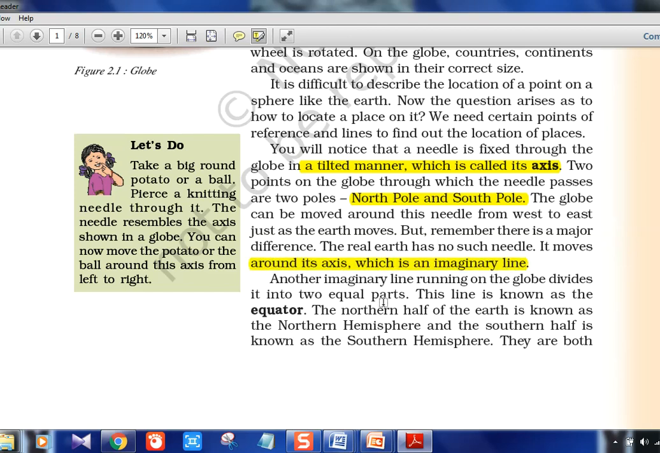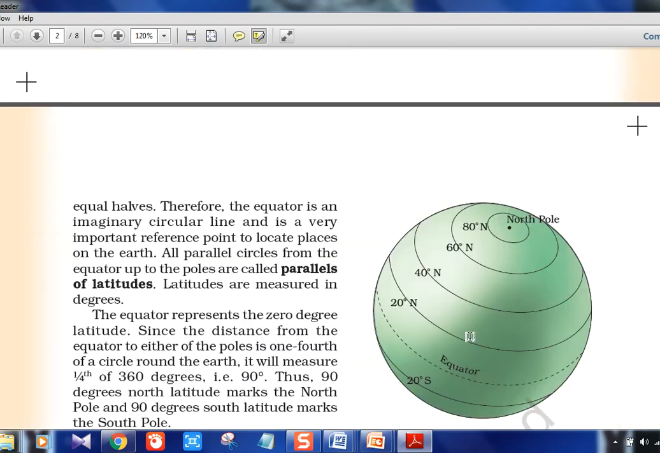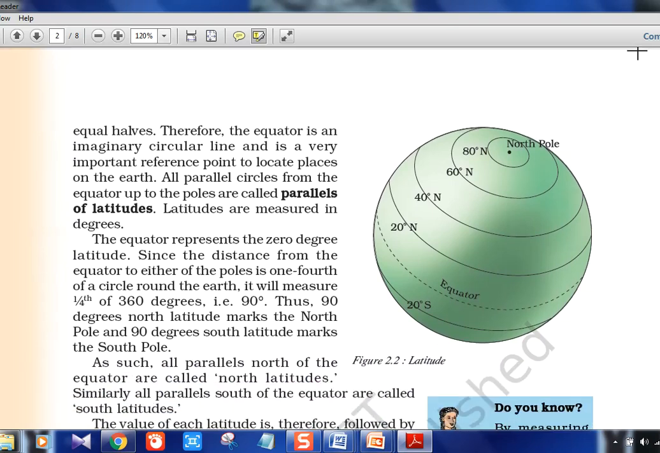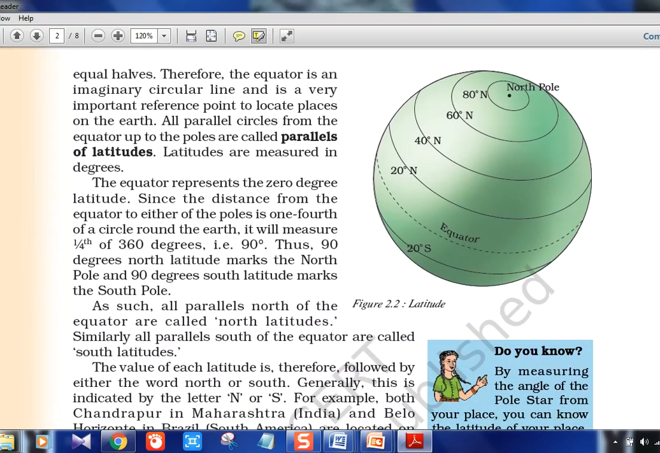Similarly, another imaginary line is the equator, which divides the globe into two equal parts, the northern hemisphere and the southern hemisphere. Those are two important lines, axis and equator. In this picture, if you see, the equator is in the center, which is at 0 degrees, and the latitudes concept is whatever you see in this picture: parallel lines drawn parallel to the equator are called latitudes.